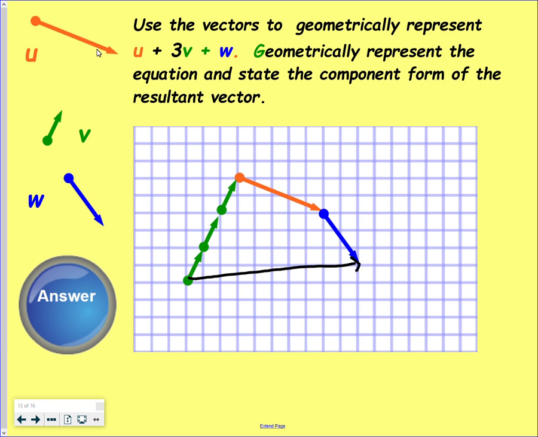Now don't go anywhere. Wait, actually, you two can go somewhere because Nick is going to come up here, and he's going to give us the component form of that vector right there. X part, Y part. Step on down.